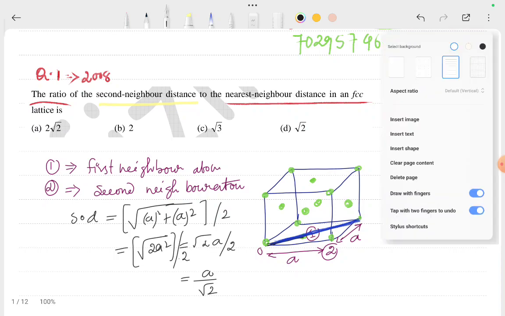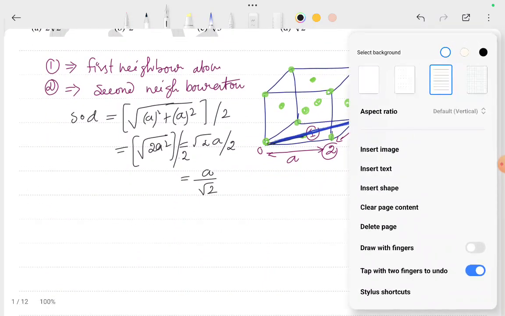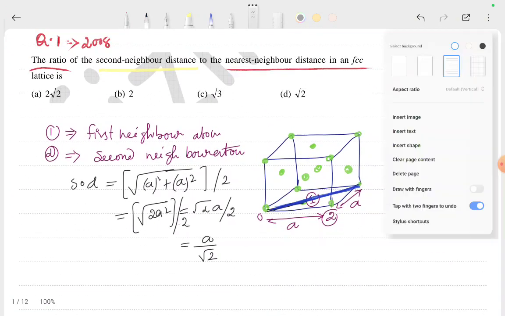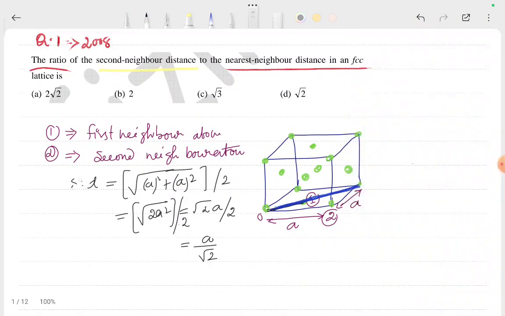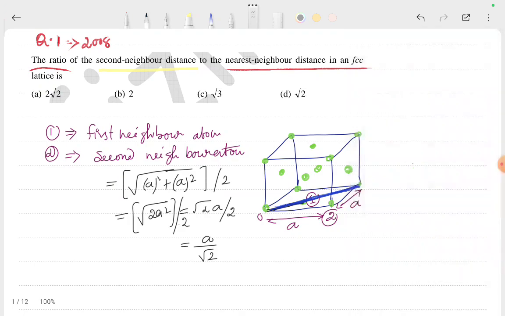I'm sorry, this is not the second near distance. This is the first near distance. Please be careful, this is the first near distance. And next we calculate the second near distance.